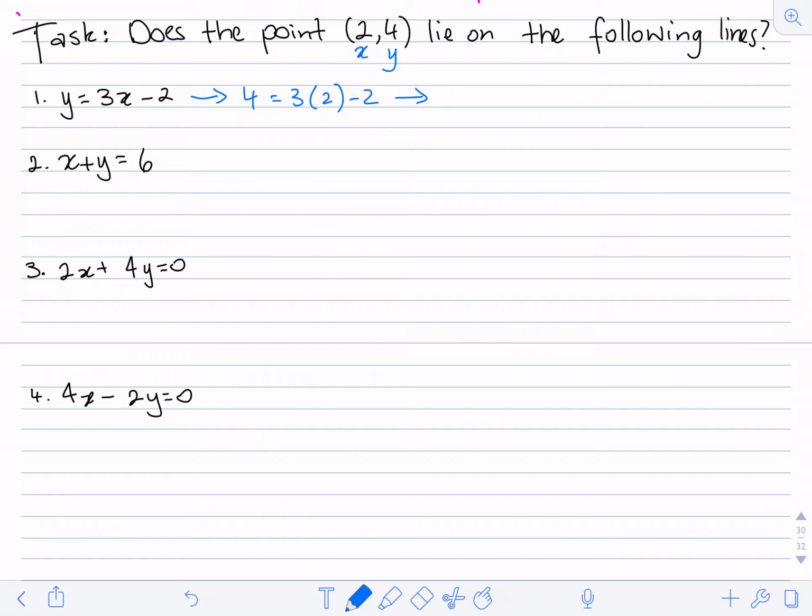Okay, so let's very quickly go through these answers. Step number 1, label the point xy and sub it into y equals mx plus b. The first one is already in the form y equals mx plus b. So y is 4: 4 equals 3 times 2 minus 2. 4 equals 3 times 2 is 6. 4 equals 6 minus 2, which is 4. It does lie on that line. Let's try the next one.